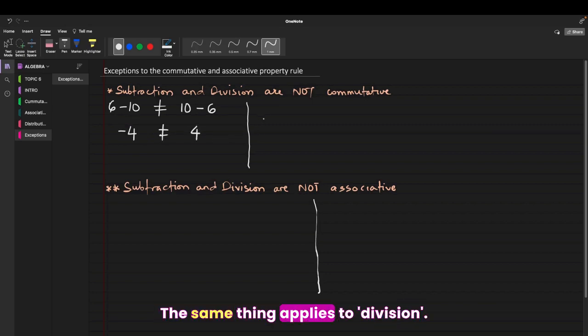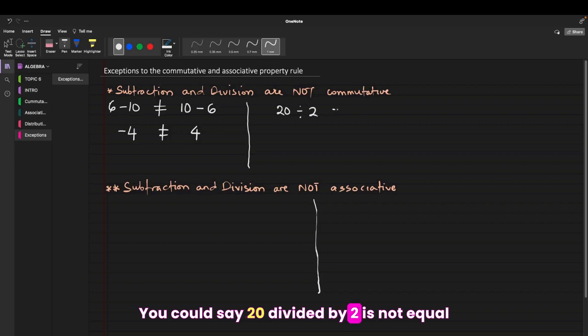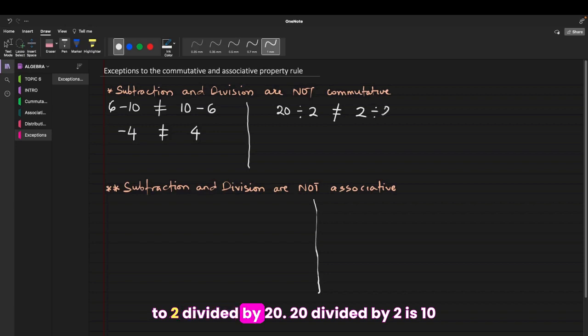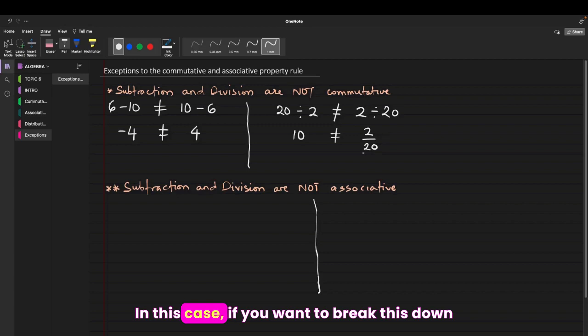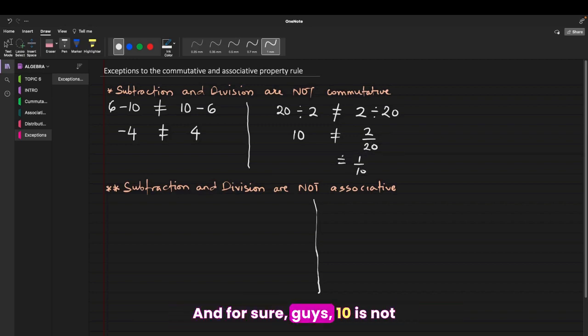The same thing applies to division. You could say 20 divided by 2 is not equal to 2 divided by 20. 20 divided by 2 is 10. And that is not equal to 2 divided by 20. In this case, if you want to break this down a little further, it will be 1 over 10. And for sure, guys, 10 is not the same thing as 1 over 10. That's what we mean when we say division is not commutative.